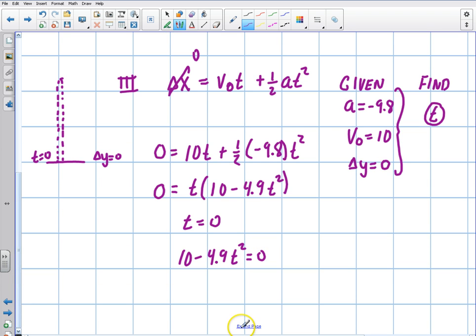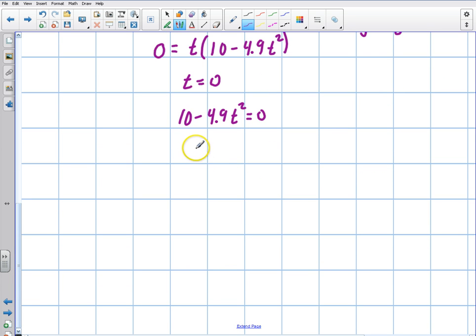Let me give you some more room down here. So I'm basically, again, going to say t squared is going to equal negative 10 over negative 4.9. So that's approximately 5. I'm just going to take an approximate answer here. So t squared is approximately equal to 4. So t is approximately equal to plus or minus the square root of 4, which we know is approximately equal to positive 2. I'm just going to take that positive value.